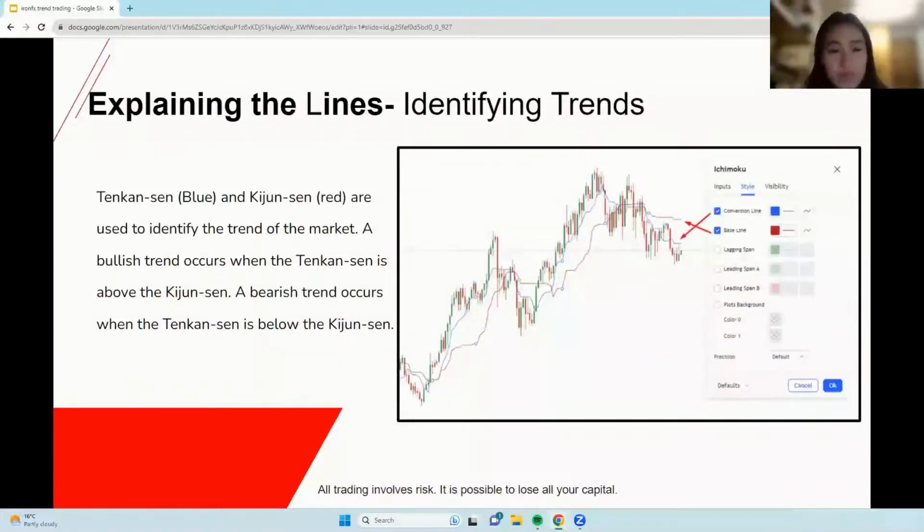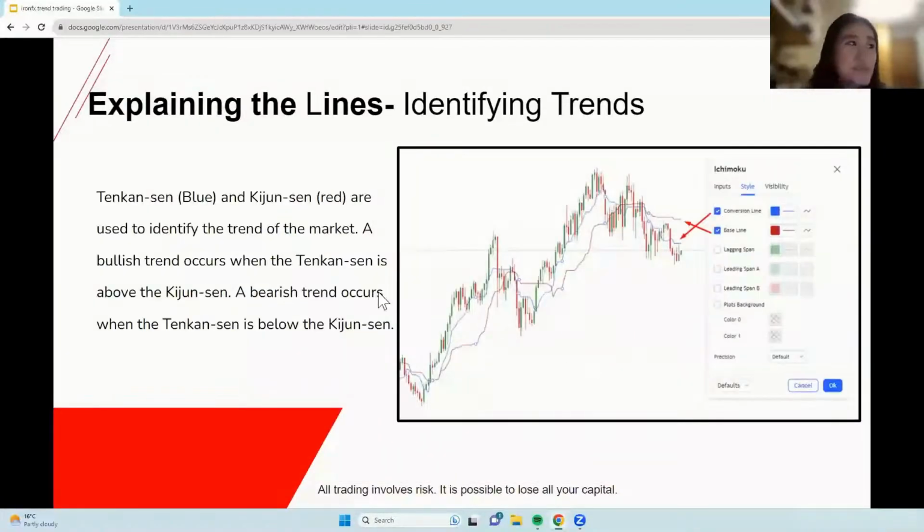Okay, next we have explaining the lines and identifying trends. So here we get into how you can use each of these lines. The first way is to use Ichimoku to identify trends, which the Tenkan-sen and the Kijun-sen can help you with. A bullish trend occurs when the Tenkan-sen is above the Kijun-sen. The Tenkan-sen is the conversion line and the Kijun-sen is the baseline.